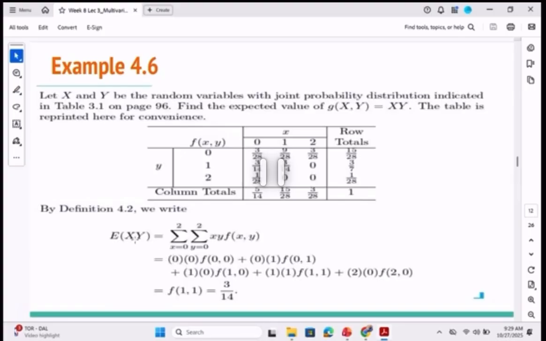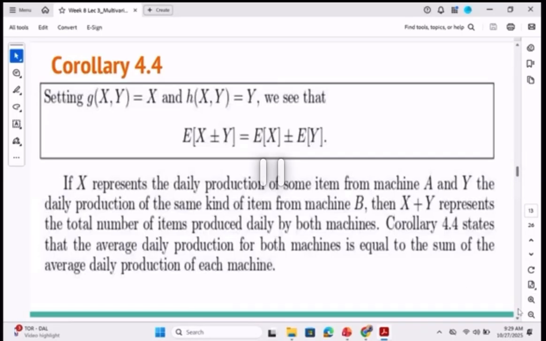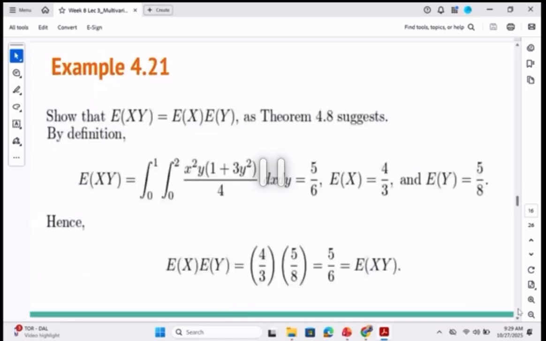xy, f of xy. What you have in the cell is the joint, like 3 over 28. So you start when X is 0, Y is 0, times 3 over 28, plus when X is 0, Y is 1, and you continue all the way. That will give you 3 over 14. After you're done with that, you've gotten your expected value of the product.